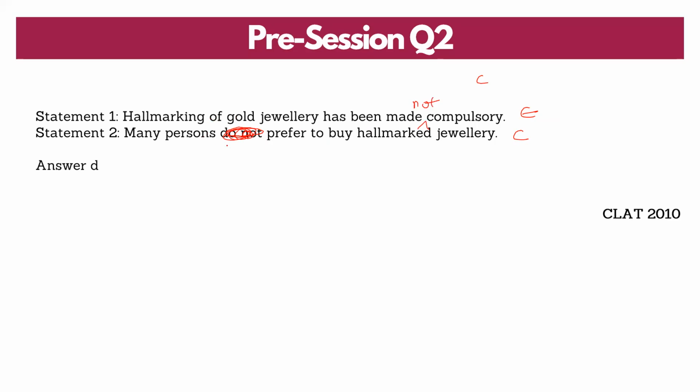I am changing this. Many persons prefer to buy hallmark jewelry, so one should also change and say hallmarking of gold jewelry has not been made compulsory. So there is no logic to statement one getting changed because two is getting changed. So covariability fails here, and that is why the answer is D, that both are independent effects of something.